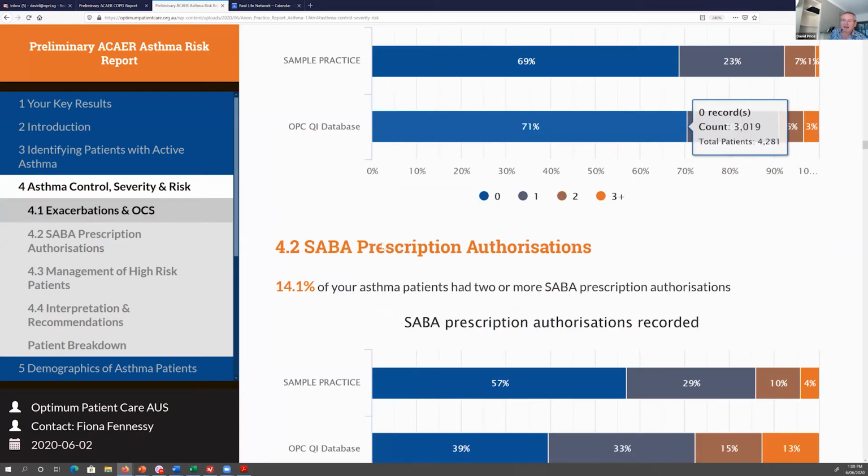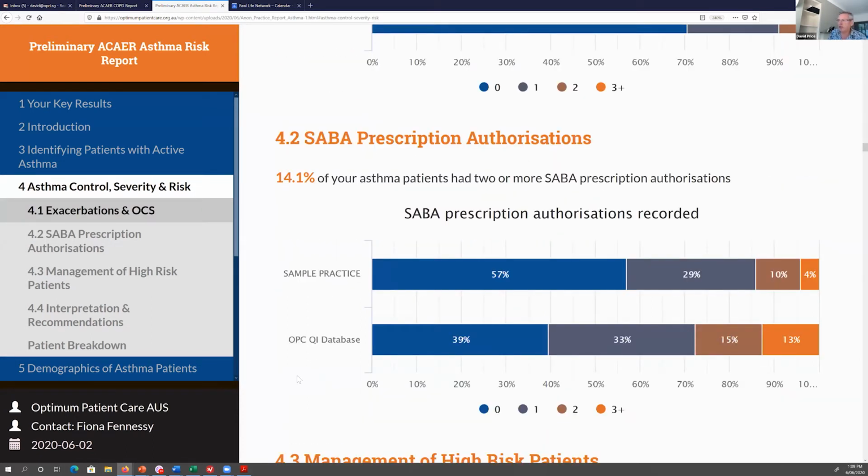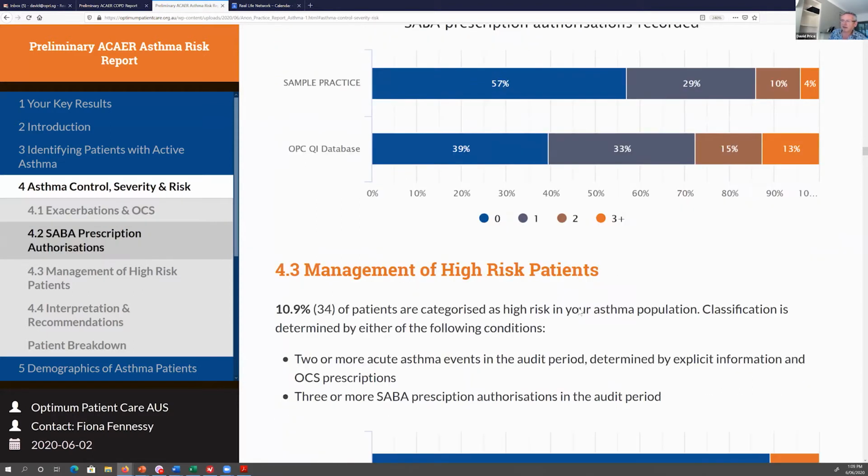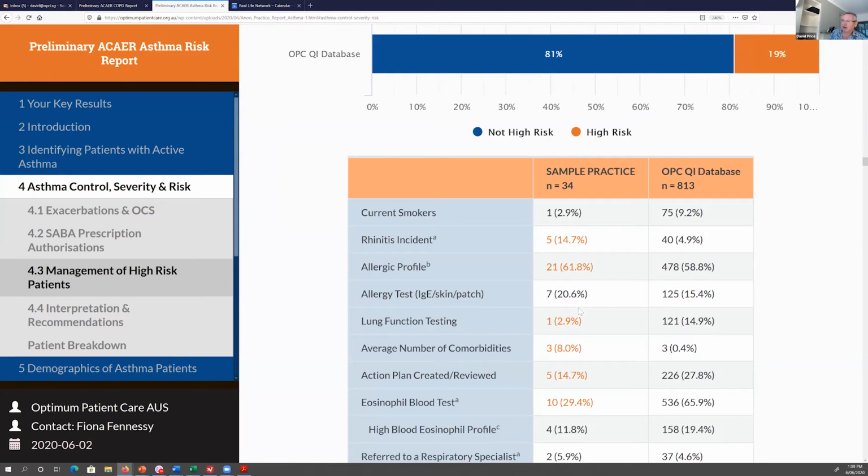And then clicking into the issues that were raised this morning about high SABA use patients. These are those who've had multiple SABA authorizations in the practice. So this is the authorizations of prescriptions. And then this is the breakdown of those high risk patients. What do they look like?